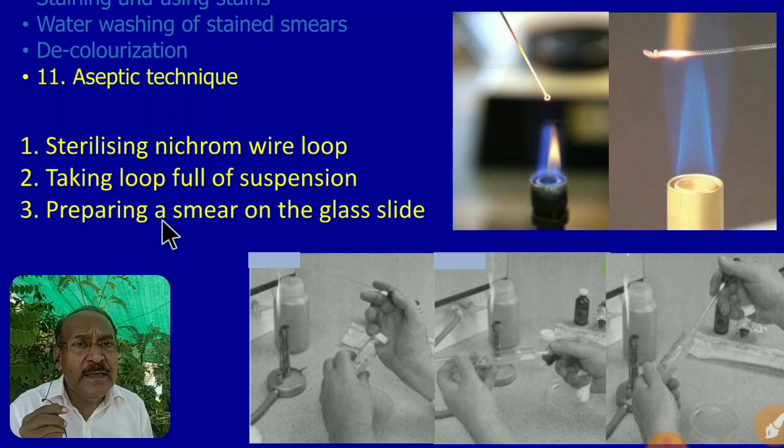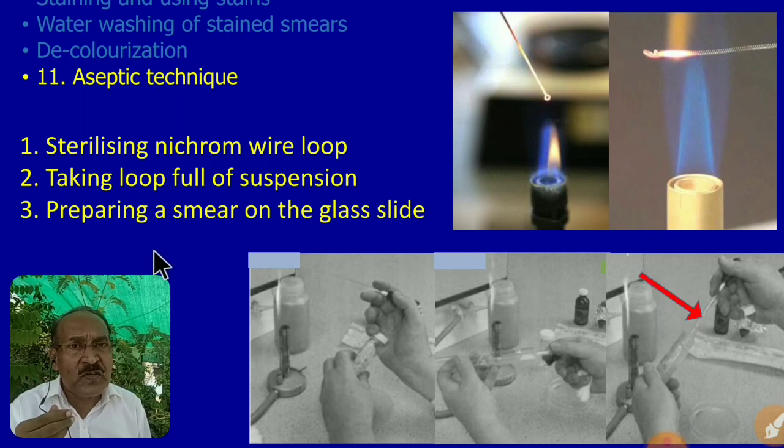Then preparing a smear on the glass slide. What you have to do is keep your grease-free glass slide ready, marked. And when you take a loopful of suspension aseptically like this, then holding that slide horizontal near the flame, you can spread the loopful of suspension on the glass slide. So this is what preparing a smear on the glass slide is.